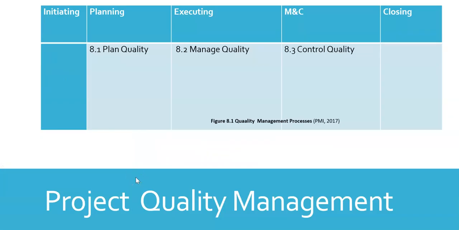For those of you who are wondering, in terms of project quality management, we are focused on Chapter 8. There are 3 processes: plan quality, manage quality, which is part of the executing process group, and control quality, which is part of monitoring and controlling. These changed drastically, especially 8.2, from the 5th edition of the PMBOK guide. So be careful when you use online resources that they aren't looking at the old version of project quality management.